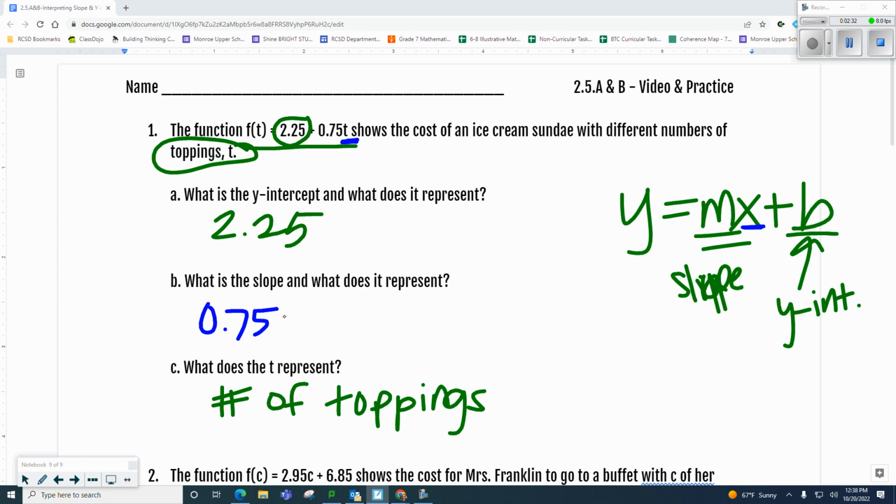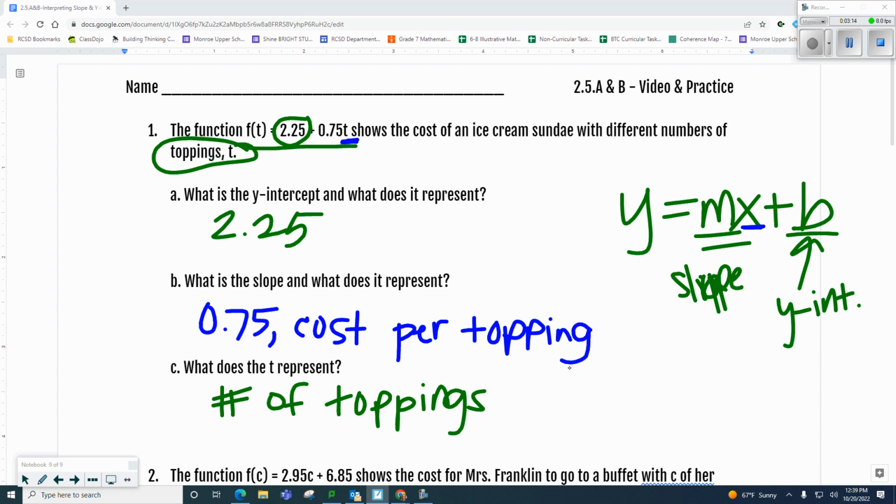Now we have to think about the situation. It's talking about the cost of an ice cream sundae with different numbers of toppings. I'm going to go to the t first. Since the 75 cents is next to the t, that must be the cost per topping. So 0.75 is the slope, and it's the cost per topping. Every topping you add onto your sundae costs you 75 cents at this ice cream shop.